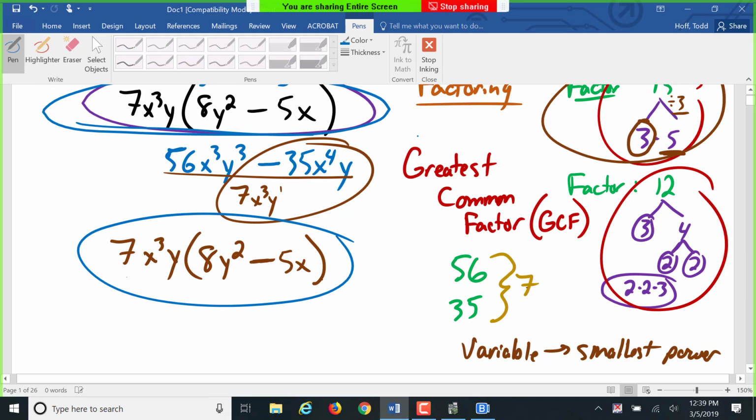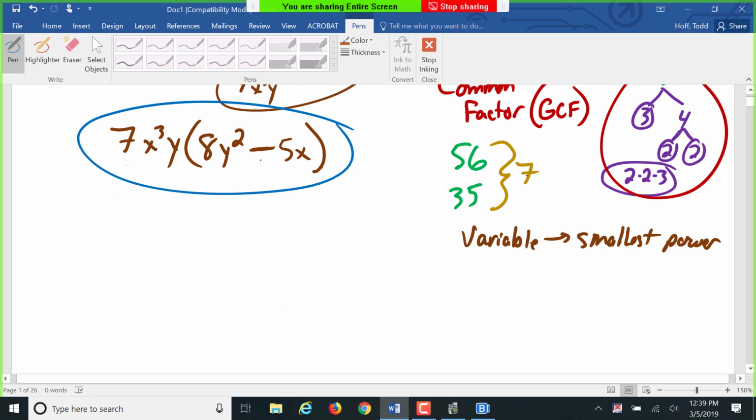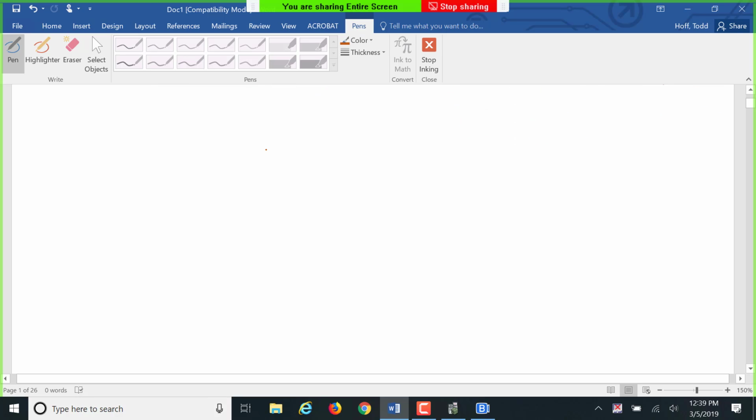Now notice, that's what we had started with before. Most of the time, well, all of the time from here on out, we won't be multiplying it out first. We'll be starting with that bigger expression and factoring it down. So we might start with something like this.